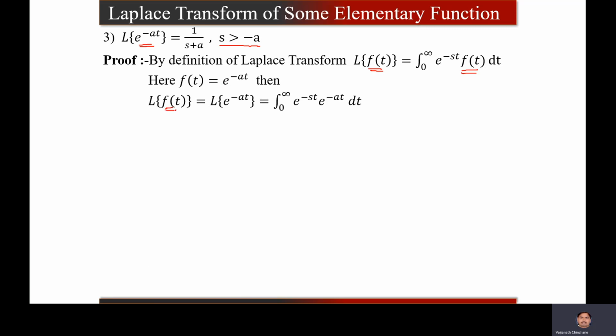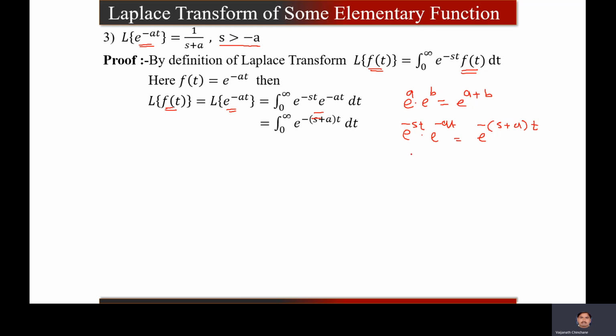We obtain L of e raised to minus at means integration from 0 to infinity e raised to minus st e raised to minus at dt. This is your f of t, right? So again we use e raised to a times e raised to b is equal to e raised to a plus b, and in this example, e raised to minus st times e raised to minus at is equal to e raised to, take minus common, minus of s plus a into t, right? And this will be equal to integration e raised to minus of s plus a t dt.